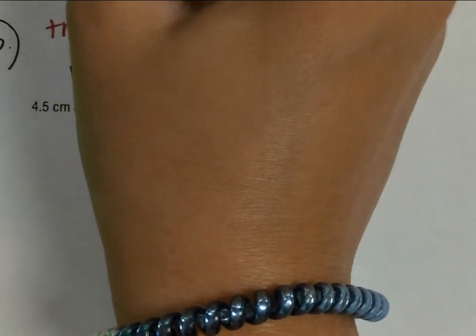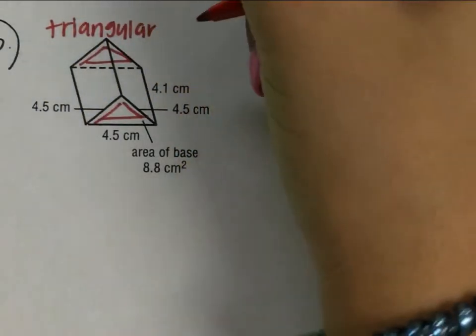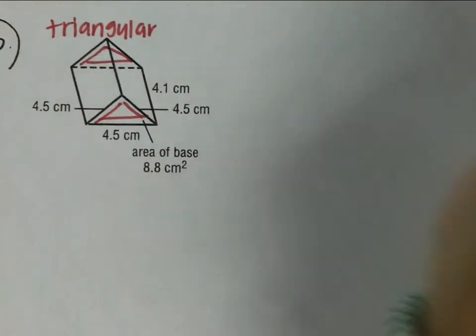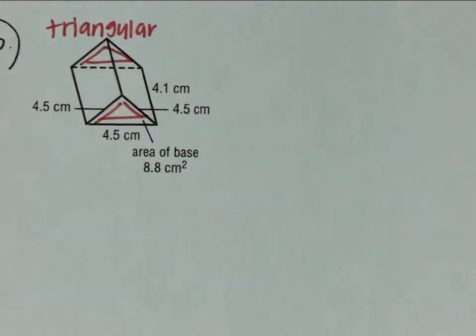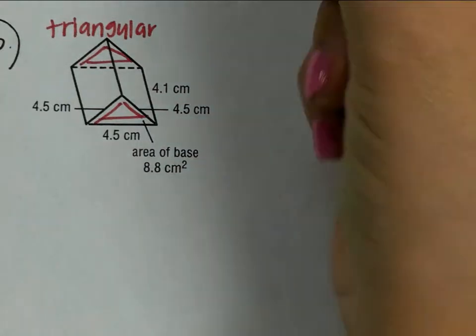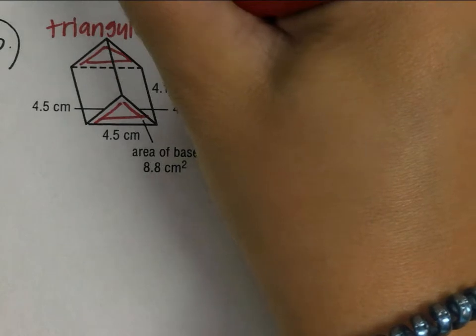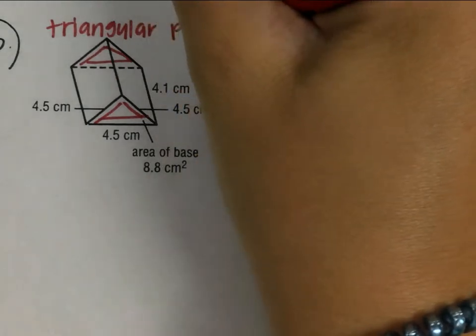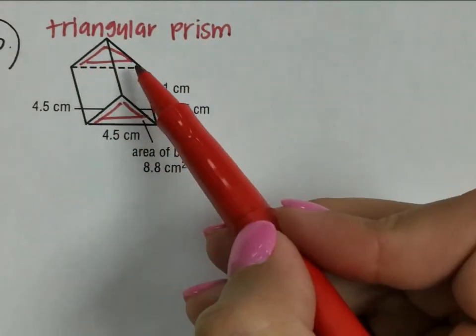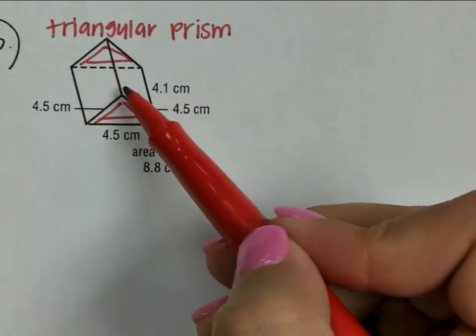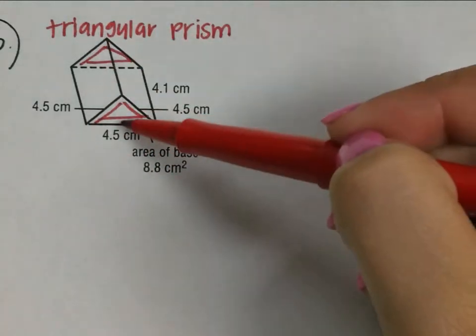Parallel, remember that means they never touch. So if you have 2 parallel lines, like a double yellow line in the middle of a road, how they never ever touch each other, they're parallel. And those triangles will never ever touch each other. The rectangles touch each other, but the triangles will never, so they are parallel.